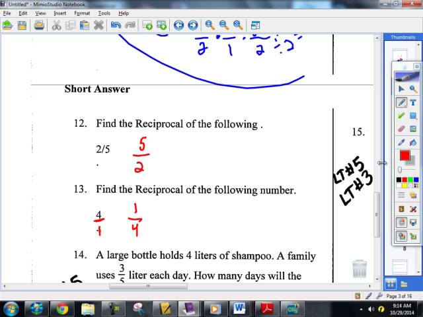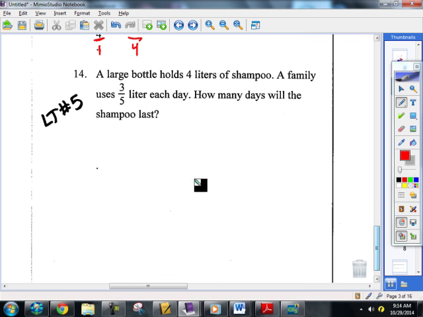It's kind of just intertwined in there. Okay? All right, number 14, learning target number 5. Is this answer 2 2/3? 6 and 2/3. 6 2/3.